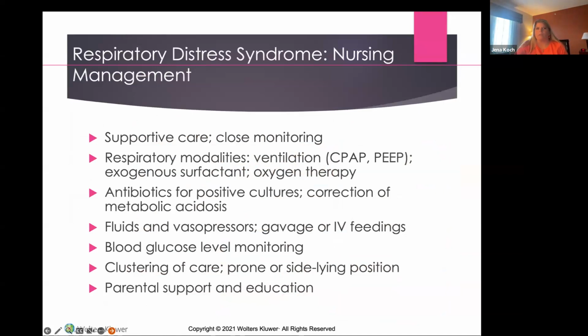Respiratory distress, right? So the nursing management for that is supportive care, and it's going to be a NICU admission. And so supporting the parents and providing the education as far as maybe the possibilities of why the newborn needs the oxygenation support.